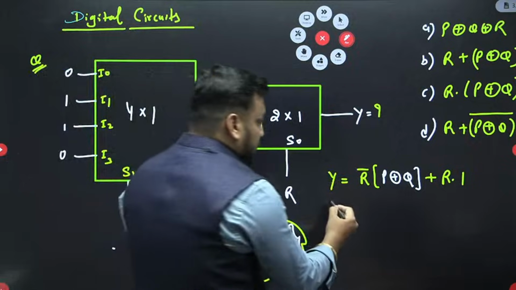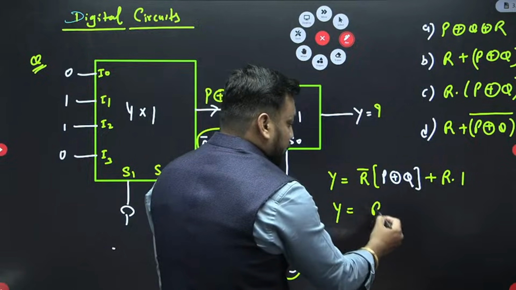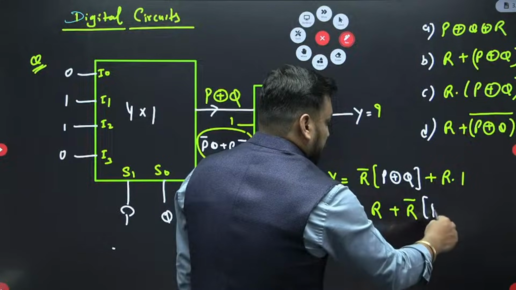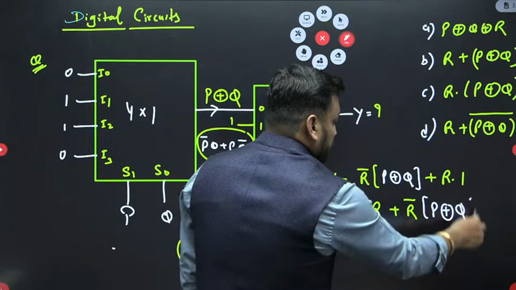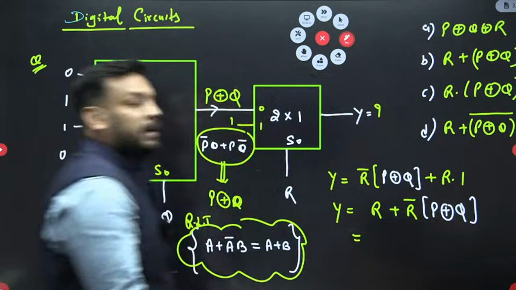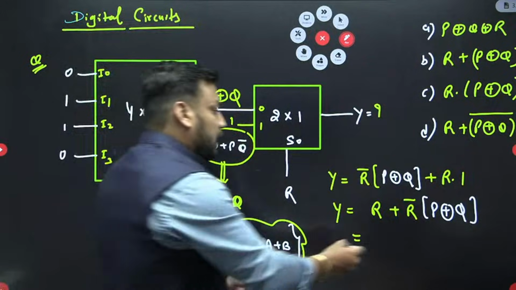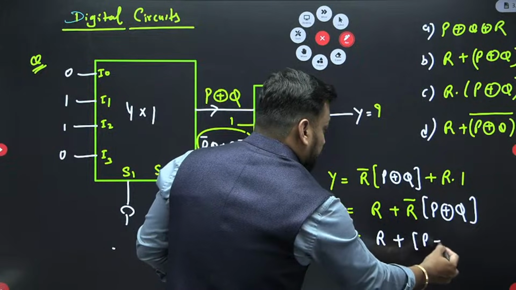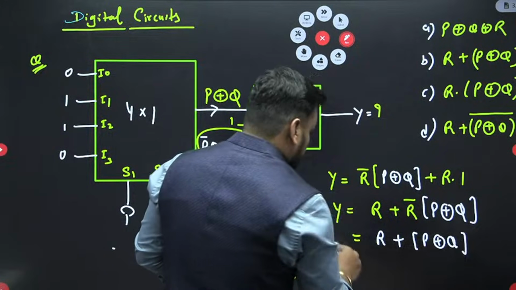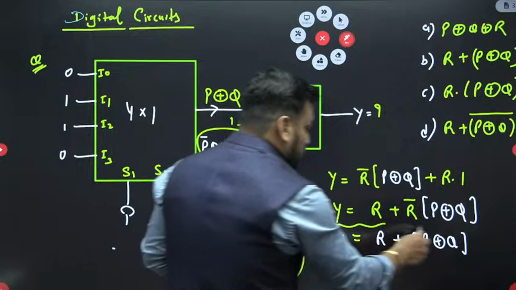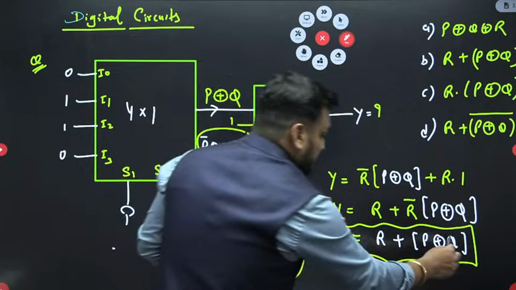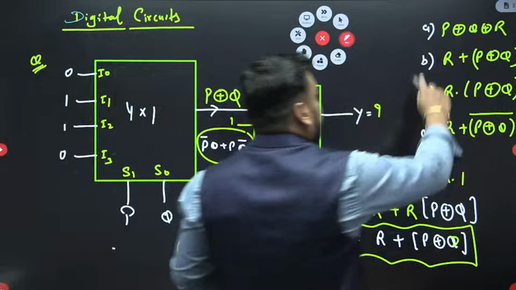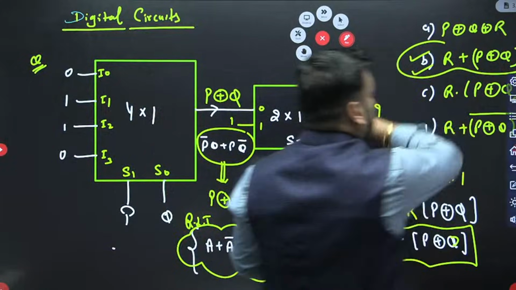Similarly guys, here if I write R first, it gives me R plus R bar and whole bracket P XOR Q. I hope it's clear. So by applying the redundant literal theorem, can I neglect R bar? So will I get R plus P XOR Q? So this is nothing but my final Y. All of you, please let me know, is this clear or not, beta? So this expression is in the options given, option B, correct answer option B.